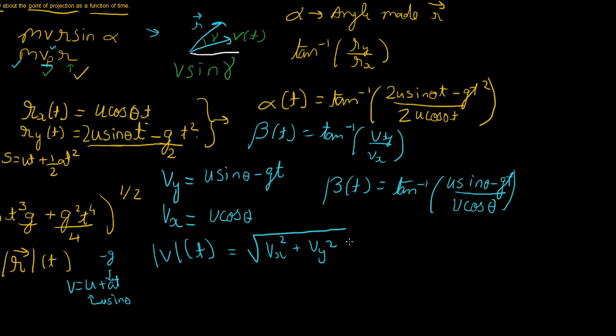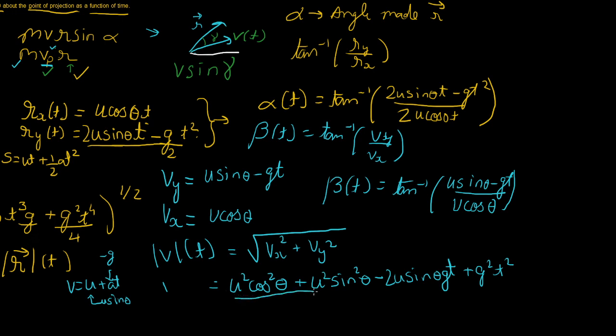So Vx is going to be u cos theta, so Vx square is going to be u square cos square theta, and for Vy square, let us use a minus b whole square again, that is a square, which is u square sine square theta, minus 2ab, which is minus 2u sine theta gt, plus b square, which is plus g square t square.